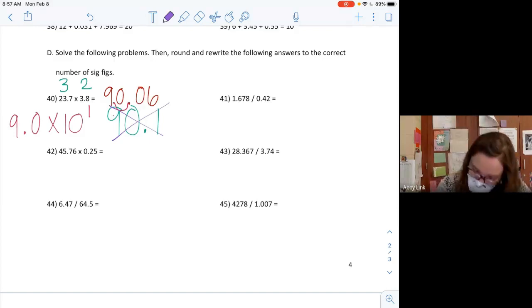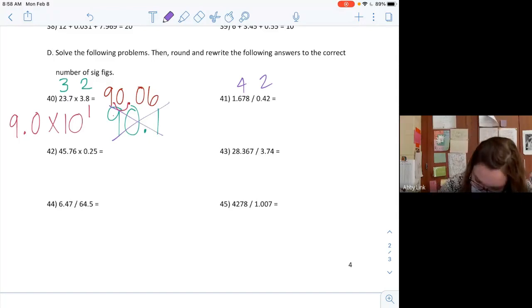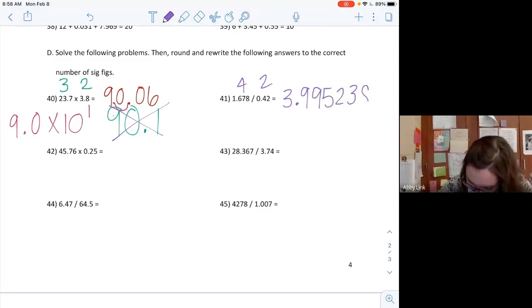Shall we do one more of multiplication and division, since that was a bit of a weird one? We'll do 41, and then I'll let you go. We've got 1, 2, 3, 4 sig figs in our first number, and 2 sig figs in my second number in this division. So I'm thinking in my head already, I've got only 2 sig figs in my answer. Let's type this in the calculator, or do long division if you're really feeling brave. I get 3.99. Oh my goodness, I get so many decimal places. Thank goodness for sig figs, because I don't need all these decimal places.